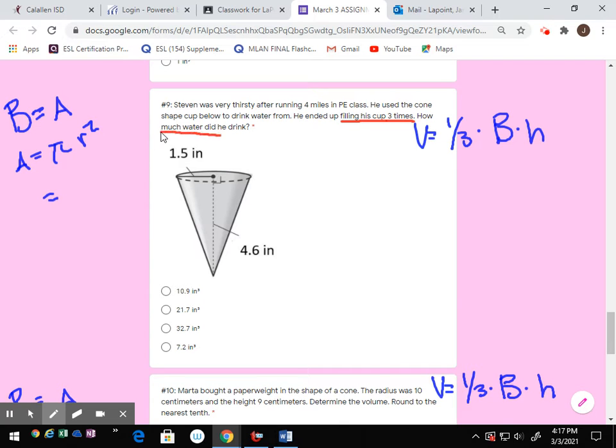So when we read how much water did he drink, we're talking about the total amount of water he had to drink. If he filled his cup up 3 times, that means he had 3 of these cones. All right. So let's find the volume of 1 cone for right now. We can see that our radius is 1.5. And we can see our height is 4.6. Okay. So we'll plug in our 1.5 for our area formula, which is pi times radius squared. Our radius is 1.5.